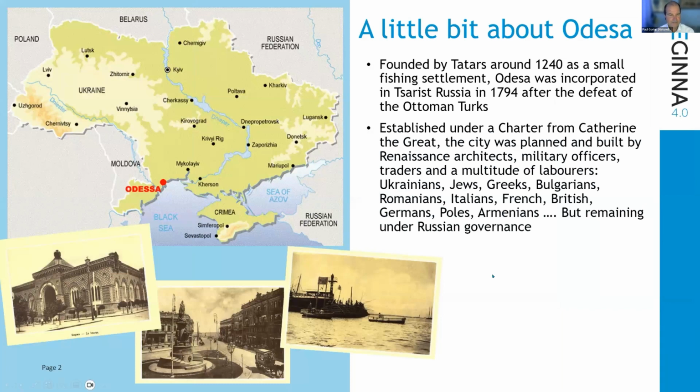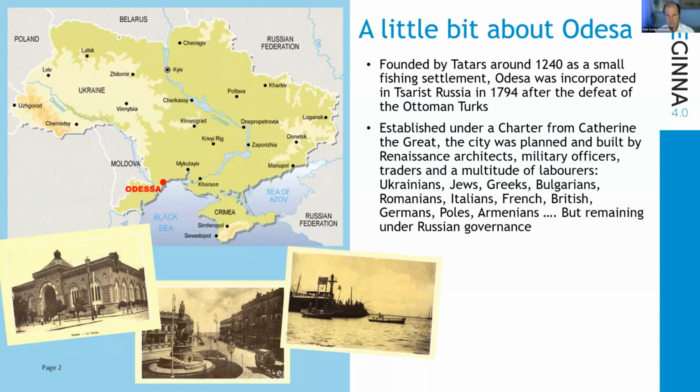It was founded originally as a small trading and fishing entrepot by Tatars around 1240, and was eventually taken over by Tsarist Russia in 1794 during the Russian-Turkish Wars. Then it got a charter from Catherine the Great to be developed, and a lot of the military people who'd been involved in that war, who were from a lot of different countries like Spain, Belgium, France, and the UK, were also there, set to building up this port into what it is today. So during that great building phase during the 19th century, there were people coming from all over the world.